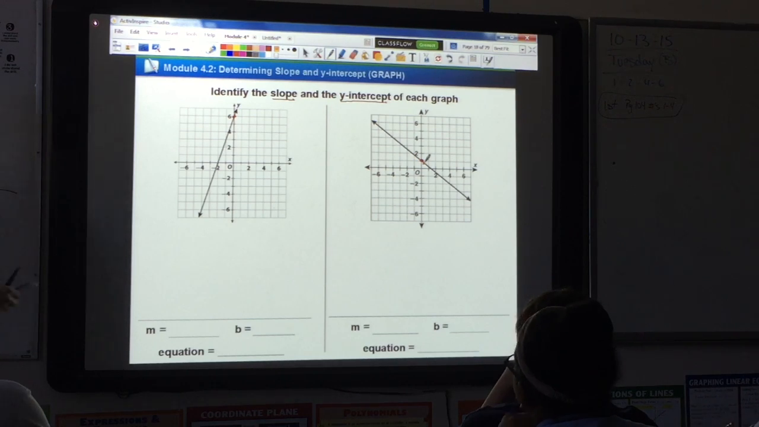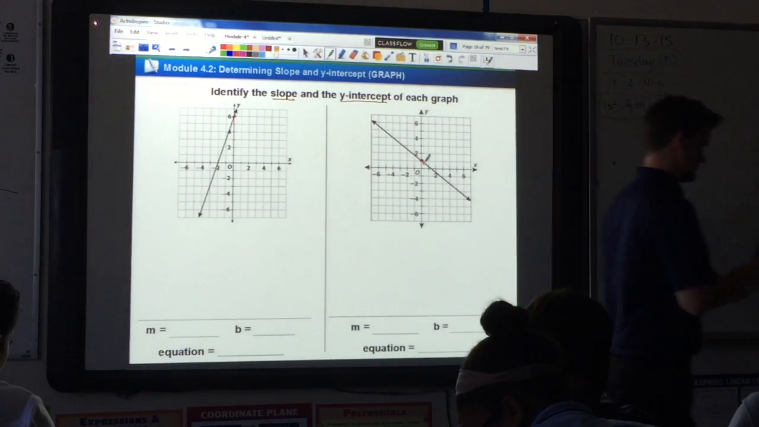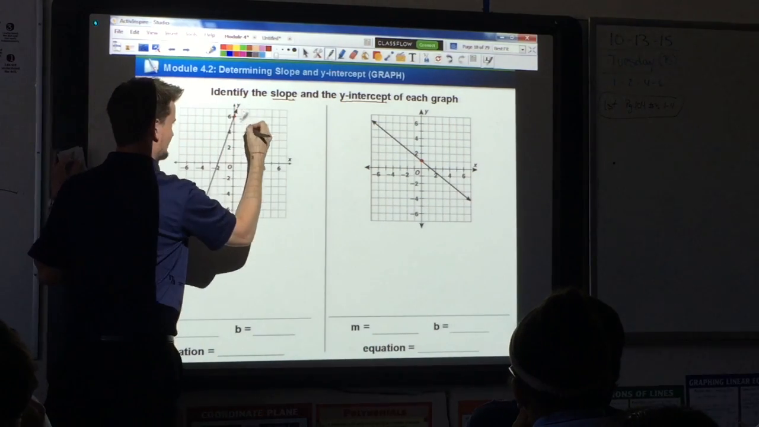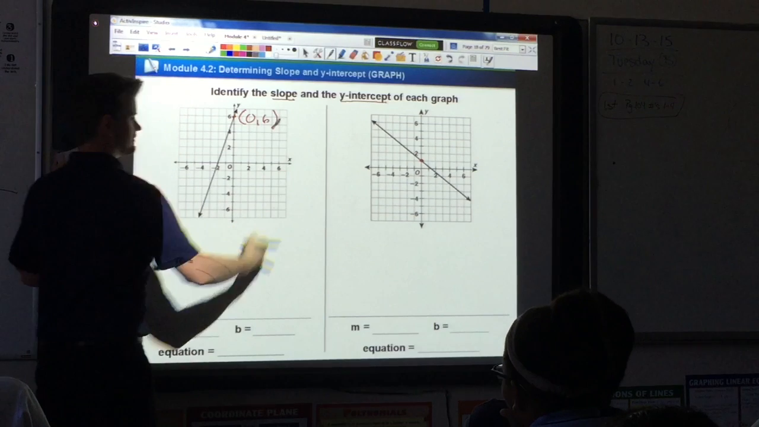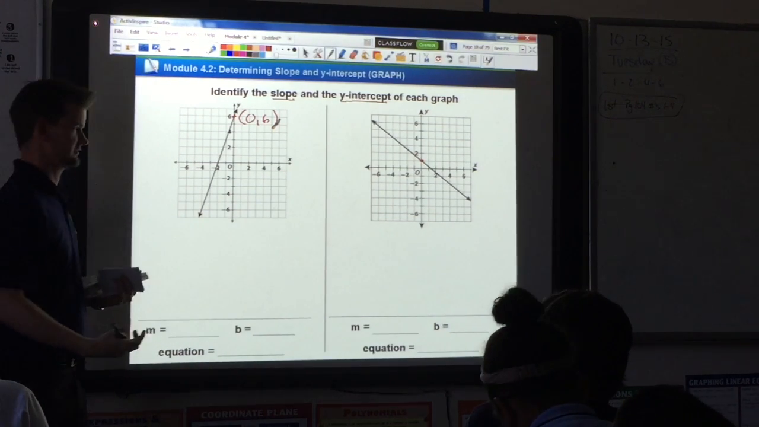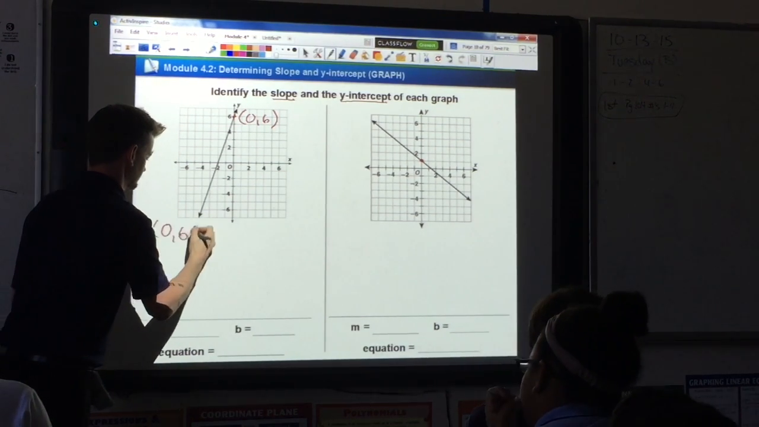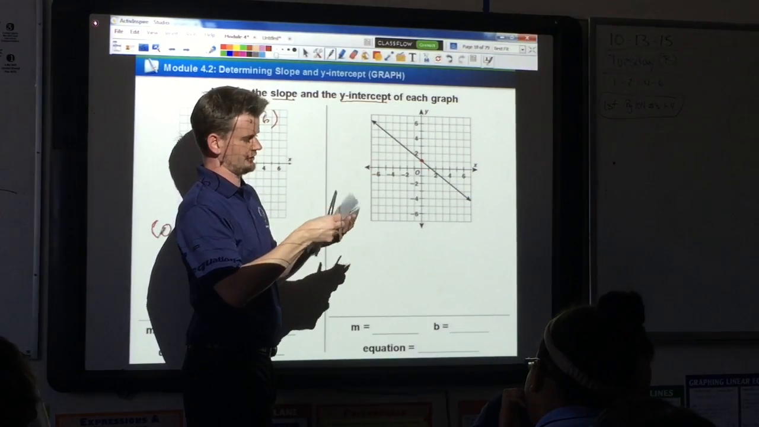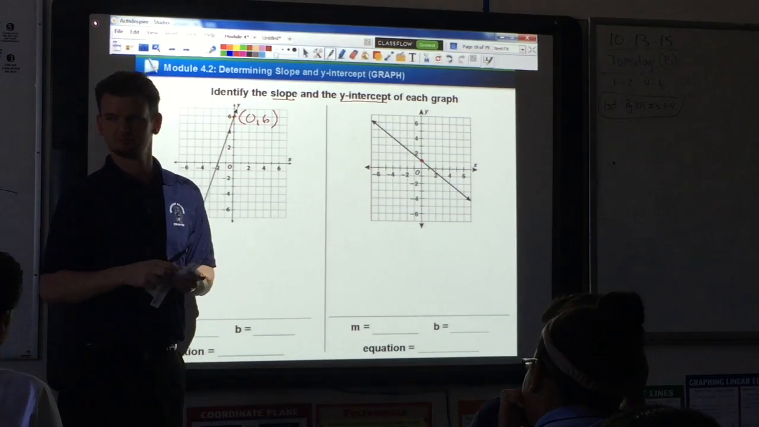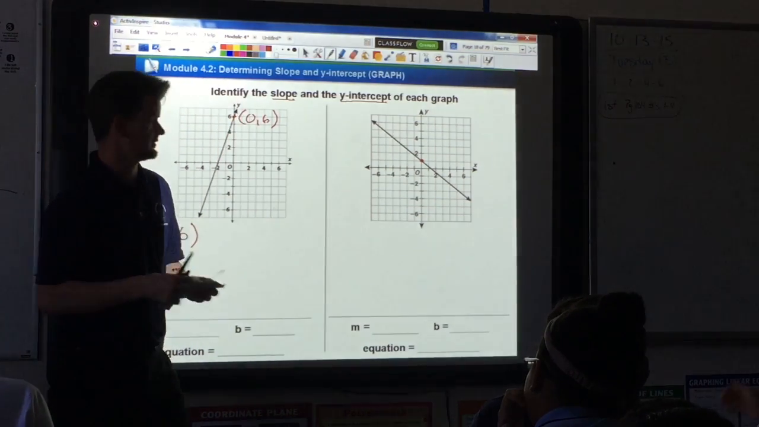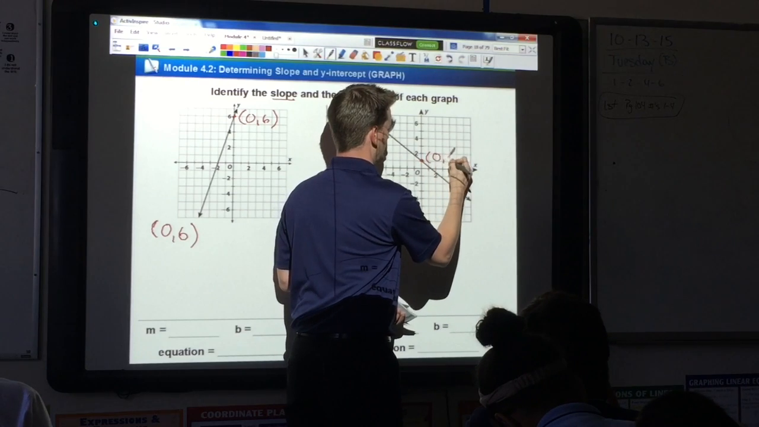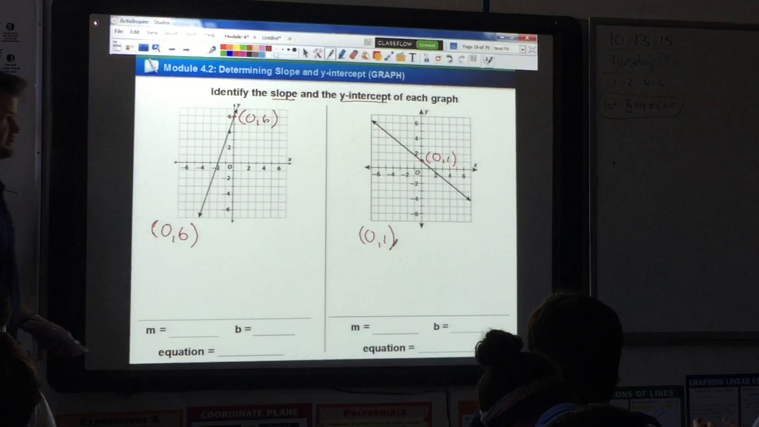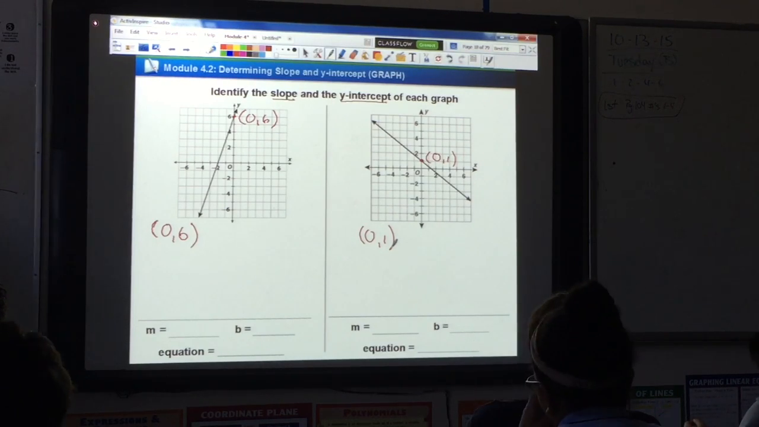Maldonado, what's the y-intercept of the graph on the left? So Maldonado, 0,6 is a good coordinate pair to use because we're trying to find our slope. So 0,6. That's our first coordinate pair. Good. Now let's go to this one. What's the y-intercept going to be here, Francesca? 0,1. And that works for us as well because we can use this coordinate pair to help us find the slope, which is the second part of this question.